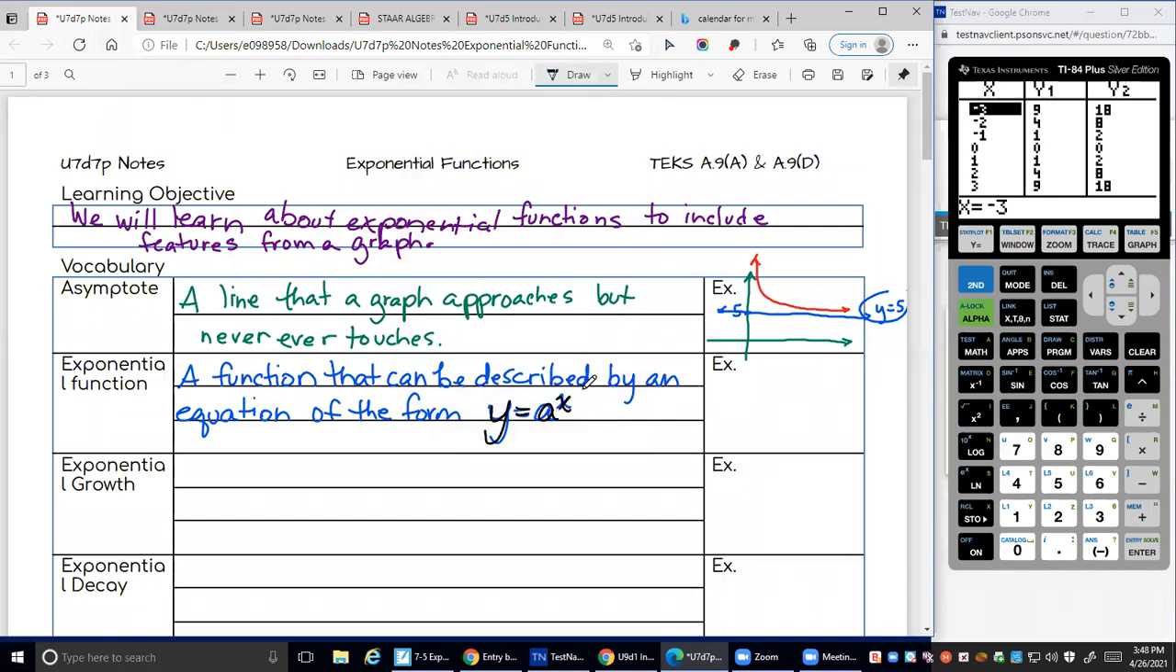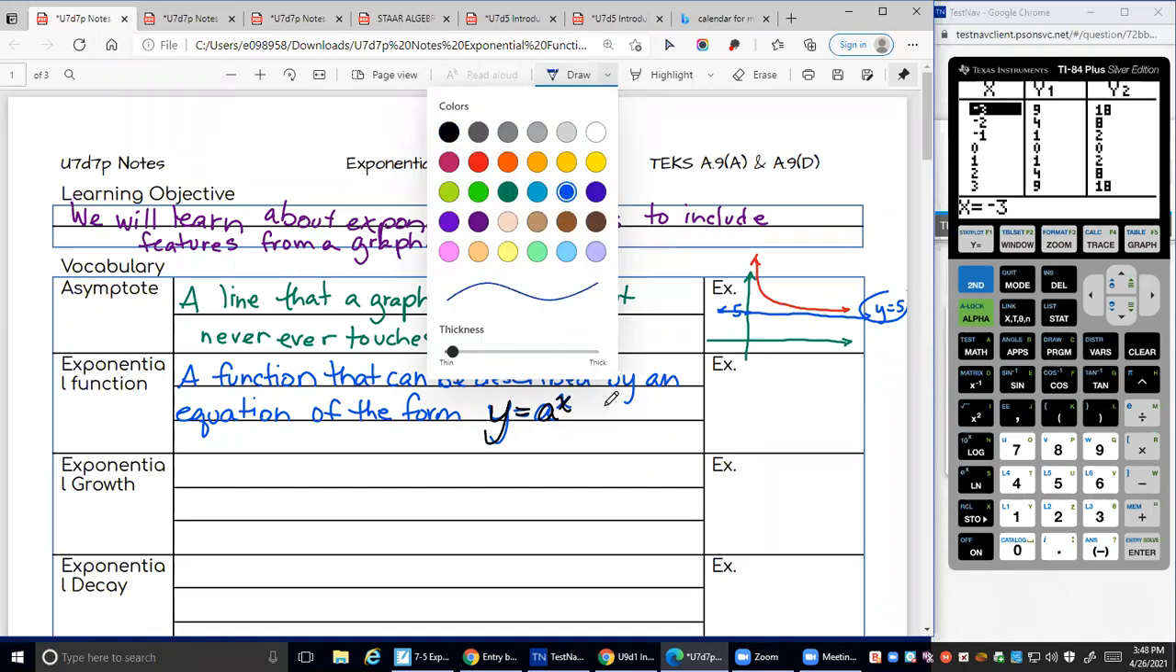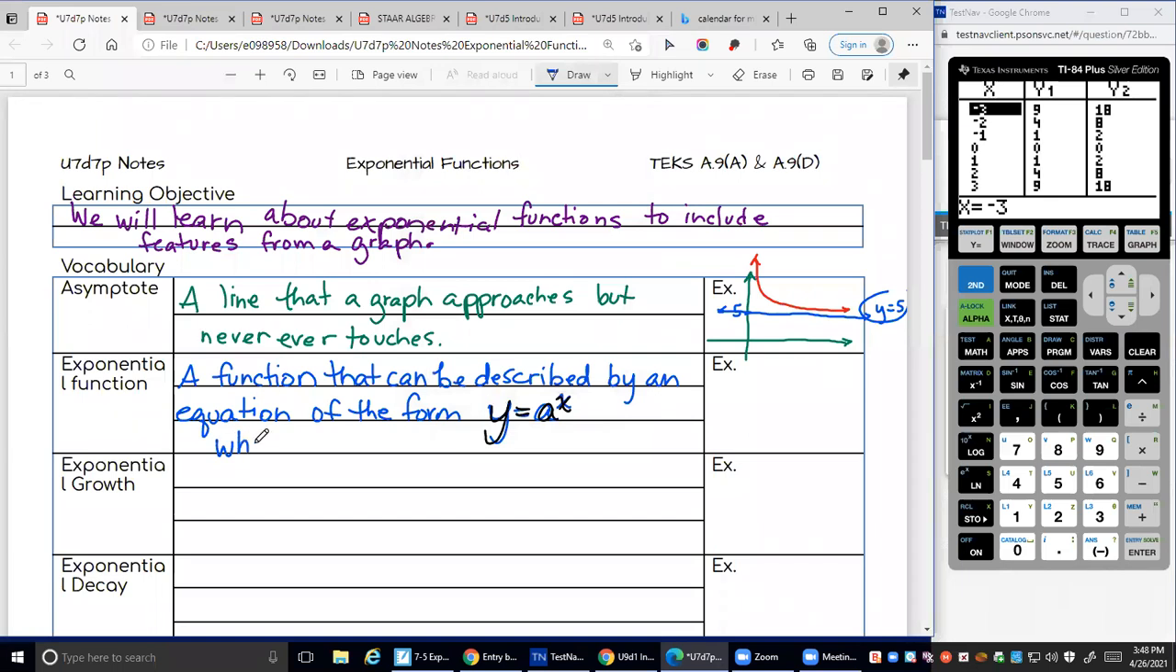So notice for the first time, x is in the exponent, okay? But there are two rules. Number one, where a is the base, right? a's got to be a positive number. That means greater than 0, right? And a cannot be equal to 1. Okay, so two rules. a has to be positive, and a must never, ever be equal to 1.